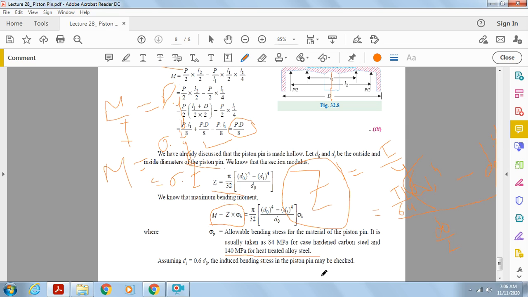So assuming di equal to 0.6 of d0, the induced bending stress in the piston pin may be checked. It is generally assumed that the inside diameter of the piston pin is 60% of the outside diameter, so that is why it is written as di equal to 0.6 of d0. From this equation also we can find out the induced bending stress value.